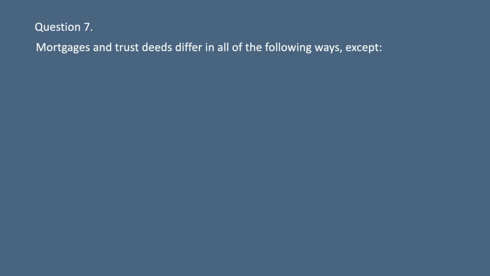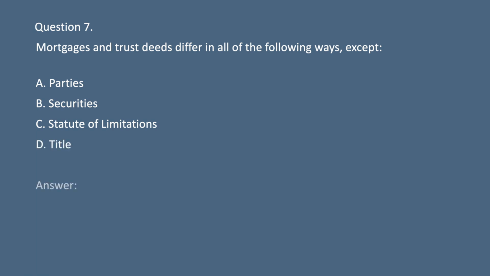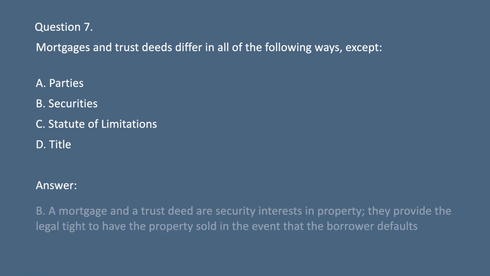Mortgages and trust deeds differ in all of the following ways, except A. Parties. B. Securities. C. Statute of limitations. D. Title. Answer. B. A mortgage and a trust deed are security interests in property. They provide the legal title to have the property sold in the event that the borrower defaults.